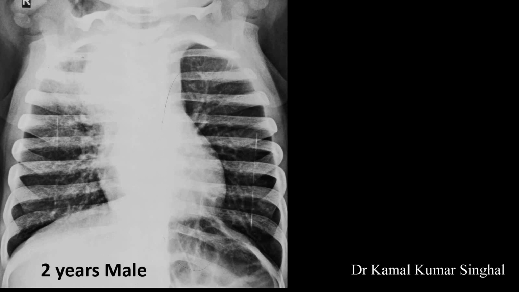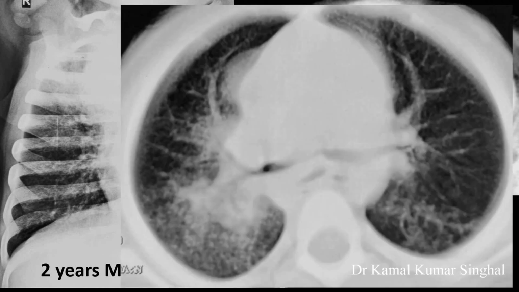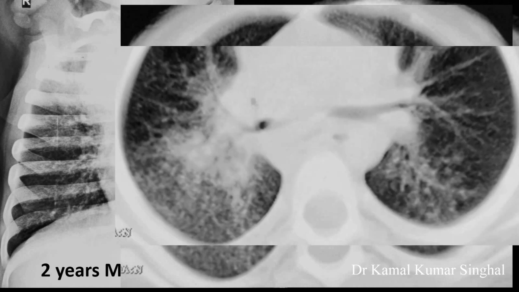This is a 2-year-old male child, and as you have seen, there is a right parahilar lymph node and non-homogeneous opacity on the right side. This is the mediastinal window showing a mass pressing the main trachea. And this is the lung window, and it shows a tree in bud kind of appearance. On closer look, this is what a tree in bud appearance is.